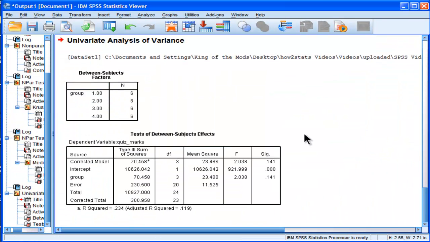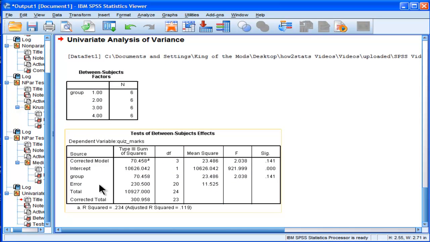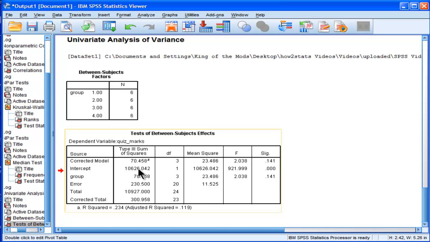Let's look at the significance value. So we can see that if I do a one-way ANOVA on these data, I do not get a statistically significant effect. It's an F of 2.038 with 3 and 20 degrees of freedom, and the p-value is 0.141. So it's not statistically significant.